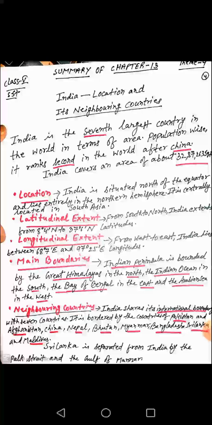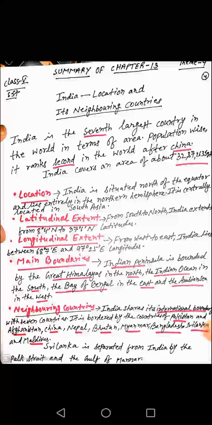7 countries are land borders and 2 countries are oceanic borders. It is bordered by the countries of Pakistan and Afghanistan, China, Nepal, Bhutan, Myanmar, Bangladesh, Sri Lanka and Maldives. Sri Lanka is separated from India by the Palk Strait and the Gulf of Mannar.